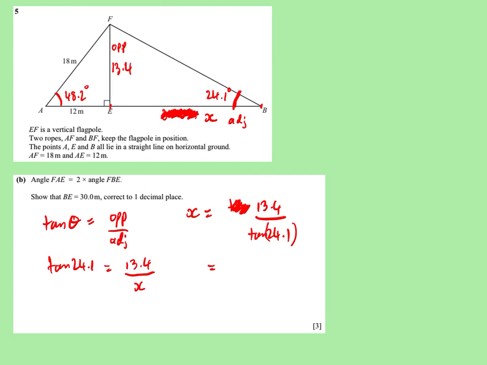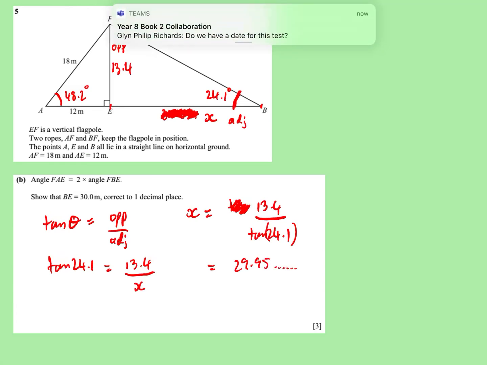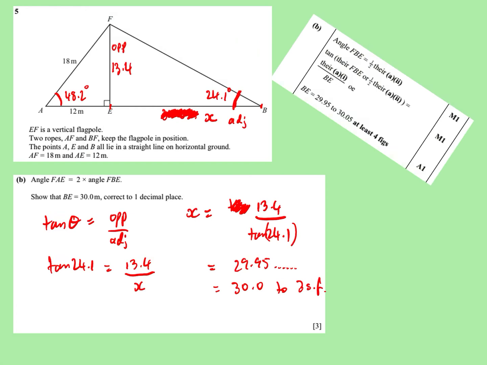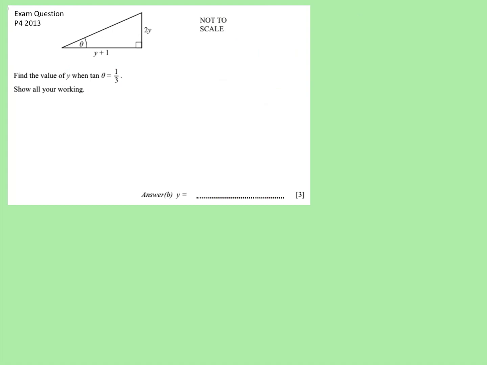So now use a calculator. 13.4 divided by tan of 24.1, and we get 29.95, so that is 30.0 to three significant figures. Okay, hope that makes sense. Let me know if there's anything you're not sure about. Okay, there's your working out there. That's what the mark scheme says.